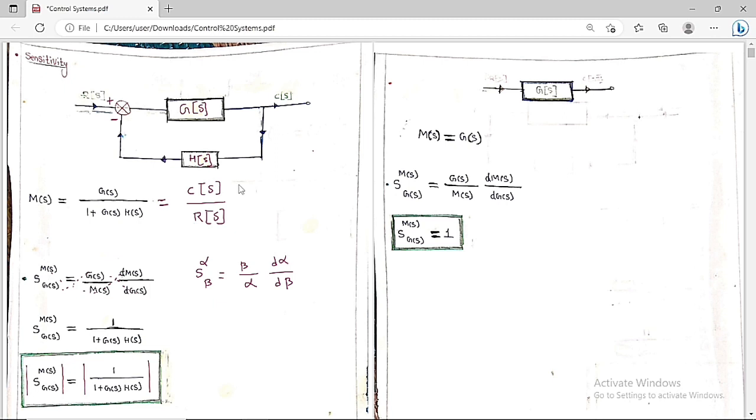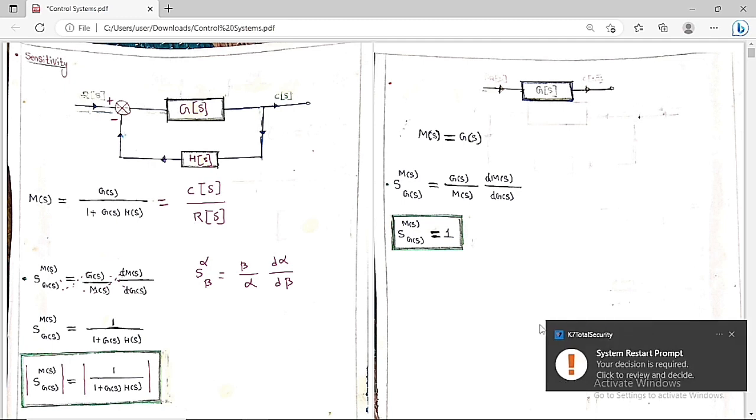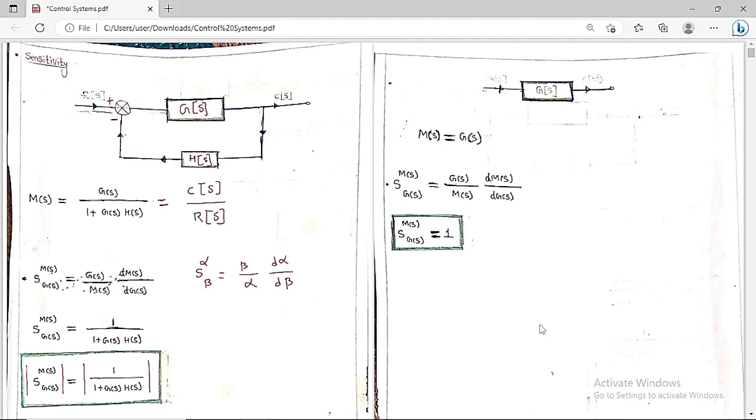I will always try to take the negative value only. So this is called the negative symbol. So the negative of the sensitivity of M of S with respect to G of S is equal to 1 by 1 plus G of S H of S. Here we are always taking only the negative value into account, so this formula you have to keep in mind. Therefore, the log of the sensitivity of M of S with respect to G of S is equal to the log of 1 by 1 plus G of S H of S. This concept you always have to keep in mind.